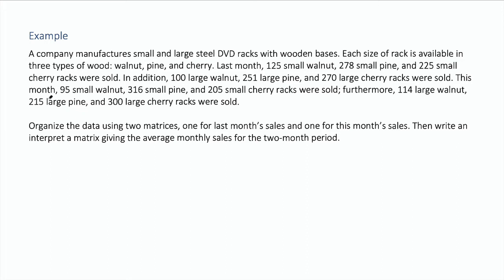Now we have this month. This month, 95 small walnut, 316 small pine, and 205 small cherry racks were sold. Furthermore, 114 large walnut, 215 large pine, and 300 large cherry racks were sold. So we've got data for both last month and for this month.